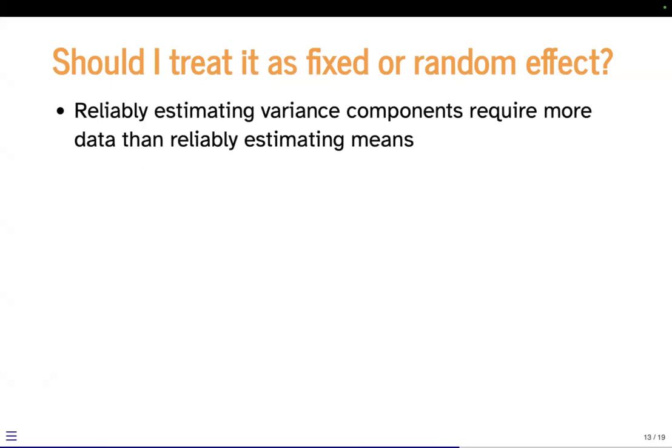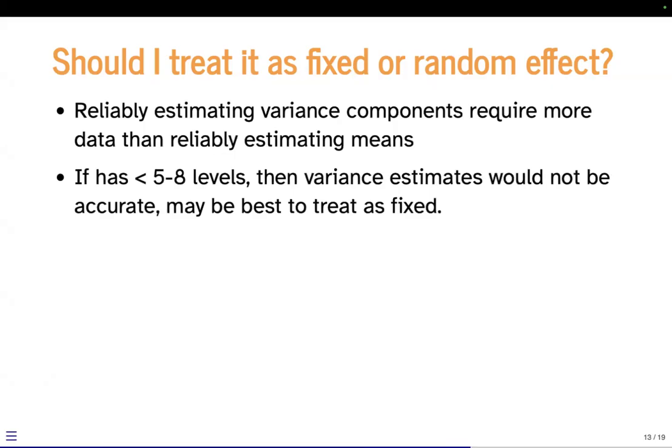The reason for those guidelines is that reliably estimating a variance component requires more data and more replication than estimating means. If you have a low level of replications on these levels, then the variance estimates would not be accurate, and it may be best to just treat that as a fixed effect instead. A classic example here is blocks in a randomized complete block design. Should you treat them as random or as fixed? People do either way. People publish either way. We're going to see this in an exercise. What are some of the implications of doing one or the other?